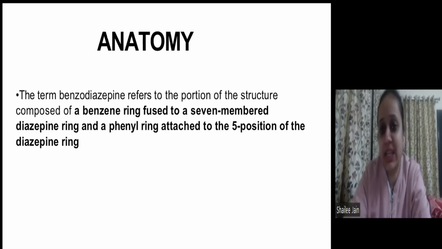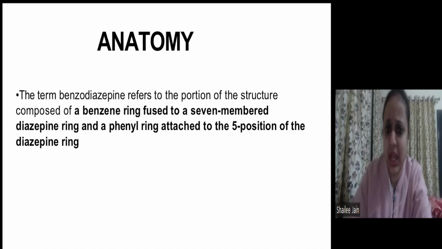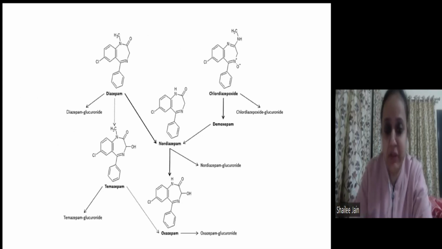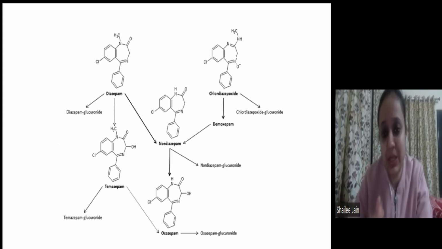So coming to the basic anatomy of benzodiazepine, what is a benzodiazepine? The term benzodiazepine refers to the portion of the structure composed of a benzene ring fused to a seven-member diazepine ring and a phenyl ring attached to the five position of the diazepine ring. I know this is the basic anatomy, we don't need to research about it. So this is the basic structure of benzodiazepine. And whenever the specific positions of the diazepine ring are changed, we get different forms of the benzodiazepines.